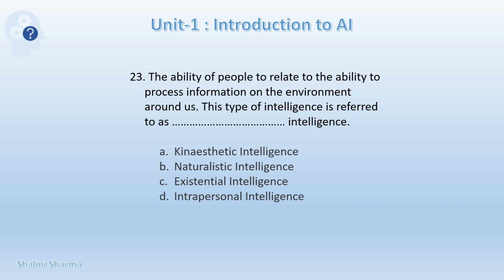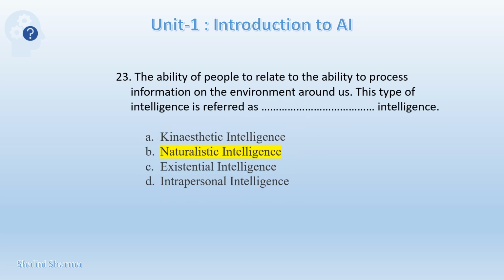The ability of people to relate to and process information on the environment around us. This type of intelligence is referred to as, and the options are A. Kinesthetic intelligence, B. Naturalistic intelligence, C. Existential intelligence, D. Intrapersonal intelligence. The answer to this is naturalistic intelligence.